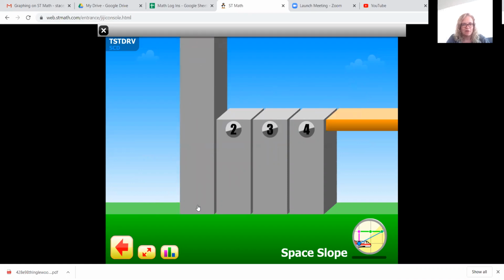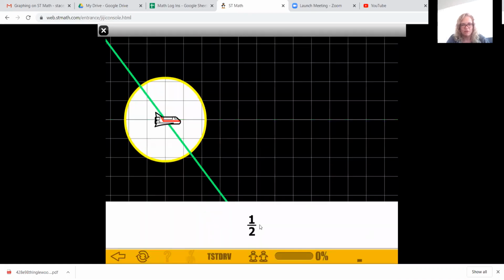In this game, they're going to give you a slope of 1/2, and they want you to place the green line so that it has a slope of 1/2. So please ignore the green line and just watch my arrow.